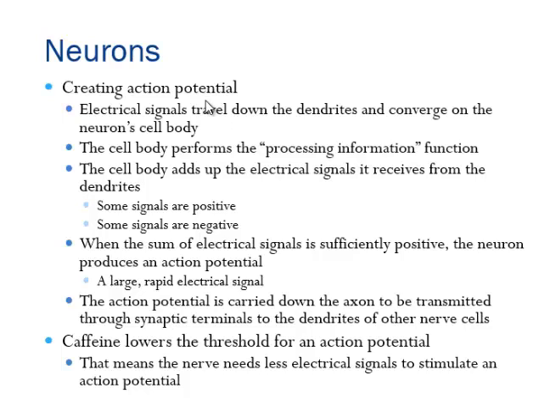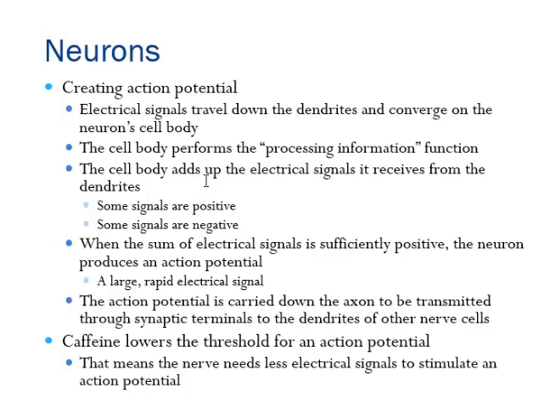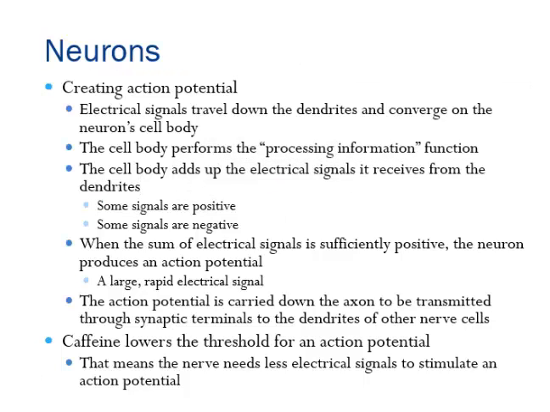And so what this does is that electrical signals travel from the dendrites and converge into the cell body over here. And then it processes the information, and the cell body adds up the electrical signals it receives from the dendrites, which may spur positive action or it may spur negative action. It may cause the nerves to say, okay, do XYZ, or make sure XYZ is not done. When the sum of electrical signals is sufficiently positive, it produces an action. It produces maybe a reflex, it produces a thought that causes us to move our hand, whatever it is.